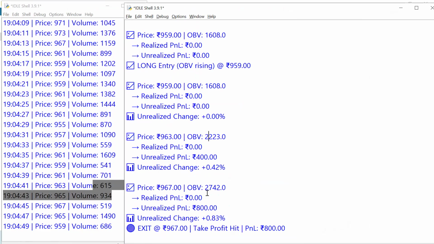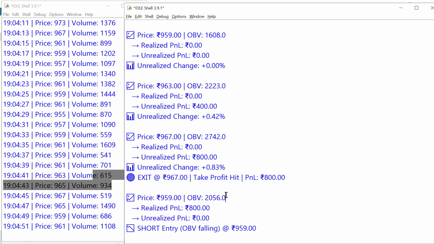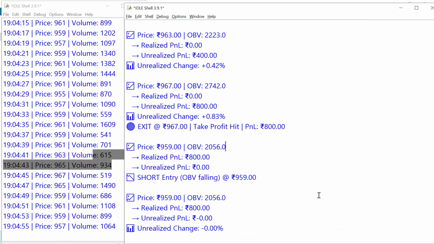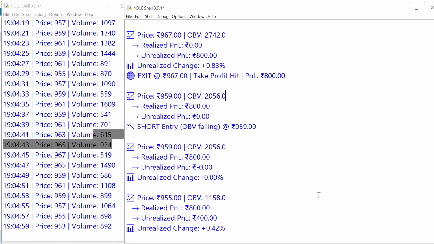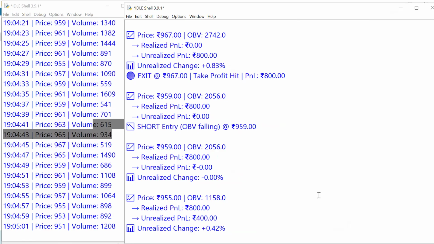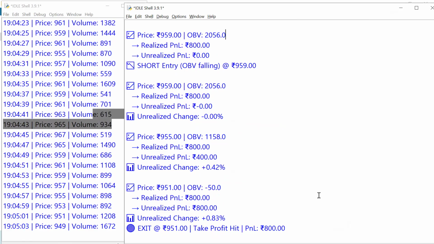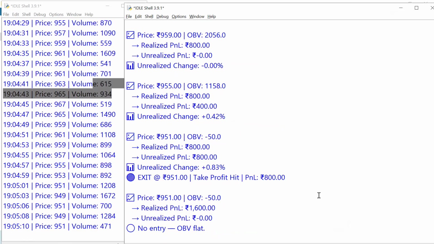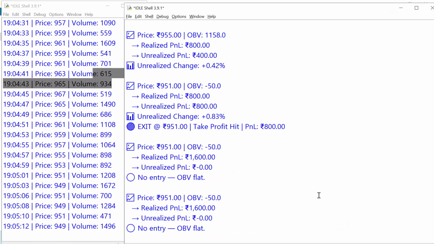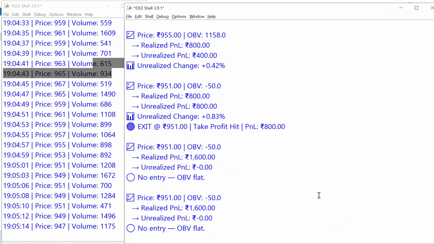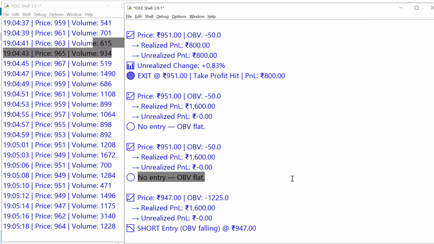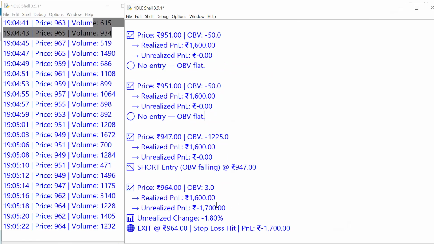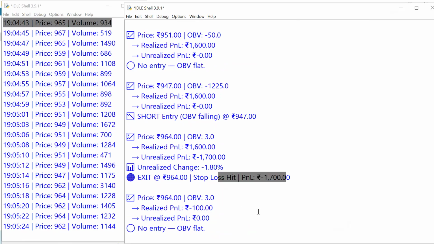Okay, we have taken the profit. But now you can check out what is happening with the OBV. OBV increases or decreases, and based on that it's basically trading on the logic: price increases, OBV also has a positive slope increase. Okay, we got one more profit. Now the OBV is only minus 50. Okay, it says OBV is flat, don't take any entry. Okay, now the OBV is increased. It has taken, okay, it has booked one loss. Stop loss also hit. Okay, you can see.